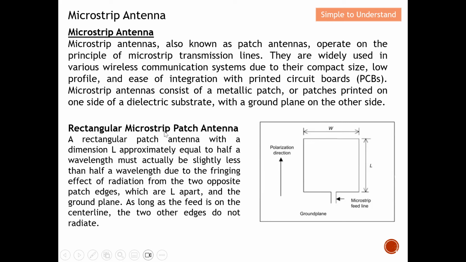Since it has a patch design with a ground on the other side, it is a microstrip patch antenna. For a rectangular patch antenna, the dimension L is approximately half a wavelength, and must actually be less than that. In short, this length needs to be less than half of the wavelength because of the fringing effect of radiation from the two opposite patch edges, which are L apart, and the ground plane. As long as the feeder line is at the center, the other two edges do not radiate. These are the characteristics of a rectangular microstrip patch antenna.